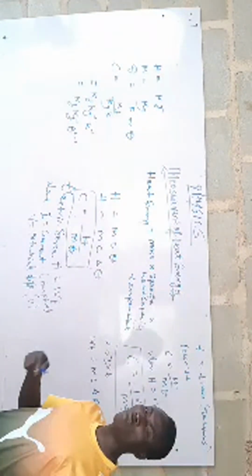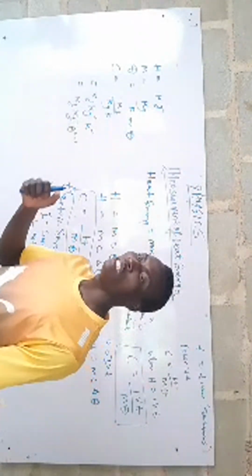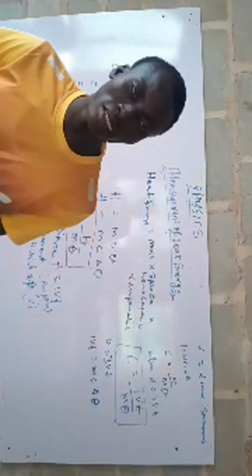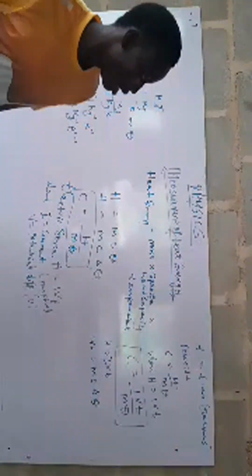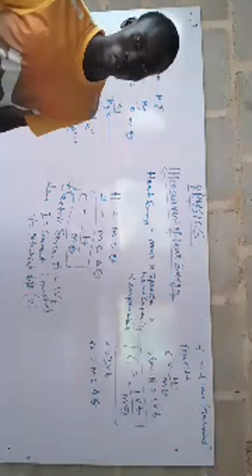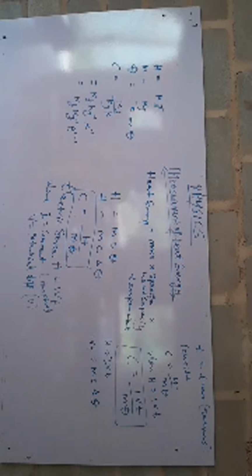Now, the mass of a substance can be given, the heat required can be given, and all other related factors or parameters can be given. Yours is to look at the question carefully and know what is required of you. Then you have to do the needful.